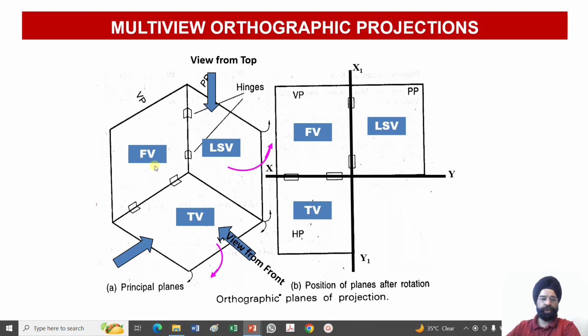What I am going to do: the front view or the VP will stay in its position. The top view or HP will be taken downwards. This portion, that is the first and fourth quadrant, will be taken downwards. So the top view will be drawn below the front view. And now I am going to look from this side, I am looking at the object from the left side.